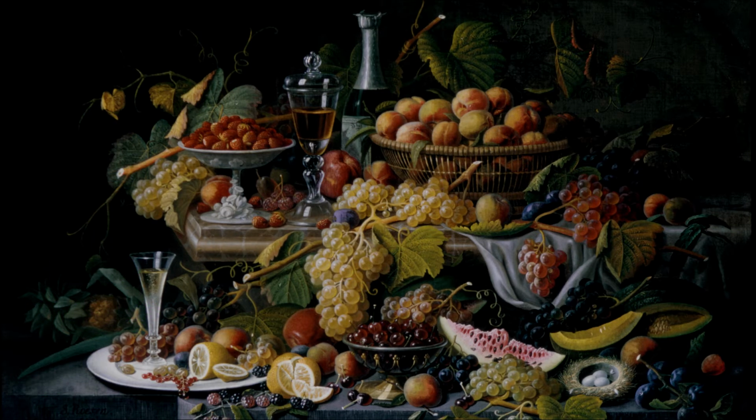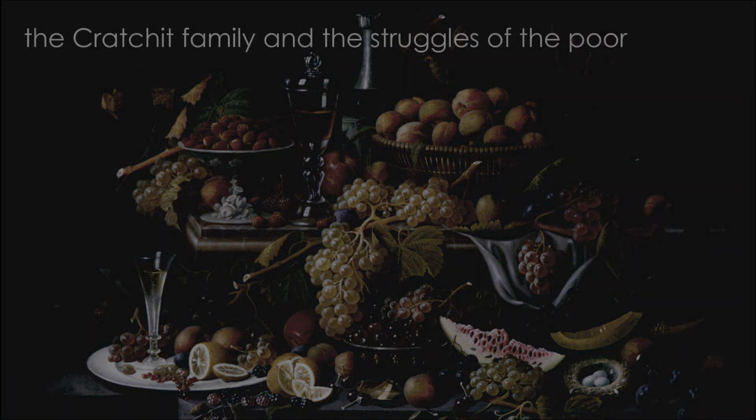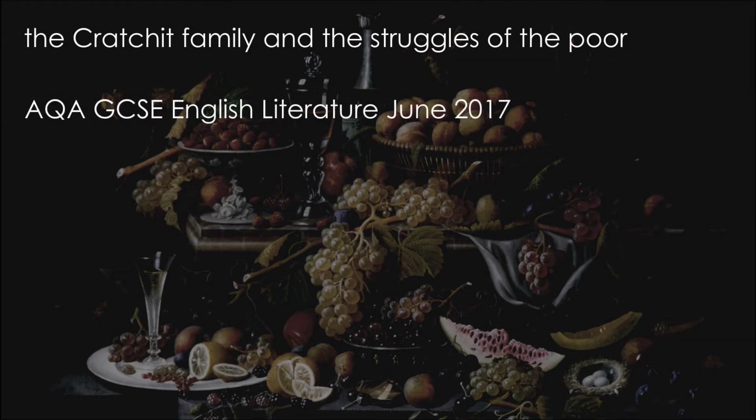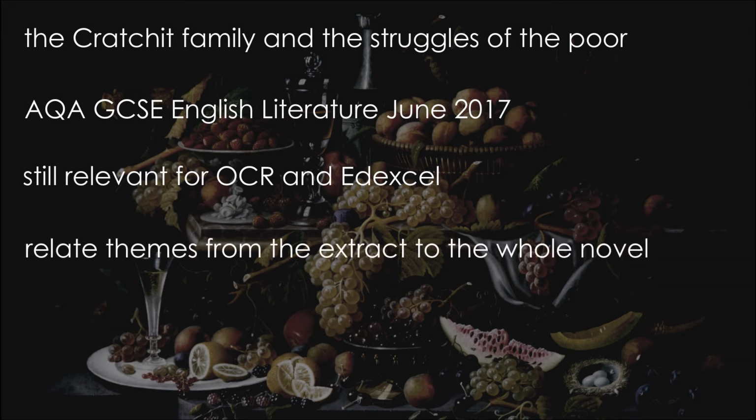In this video, I'm going to explore a range of responses to the question about how Dickens presents the Cratchit family to show the struggles of the poor, which appeared in the AQA June 2017 English Literature series. If you're studying A Christmas Carol with either OCR or Edexcel, this video will still be helpful, as the questions have pretty much the same structure, where you are invited to first consider how something is presented in an extract, and then how it is presented in the novel as a whole.